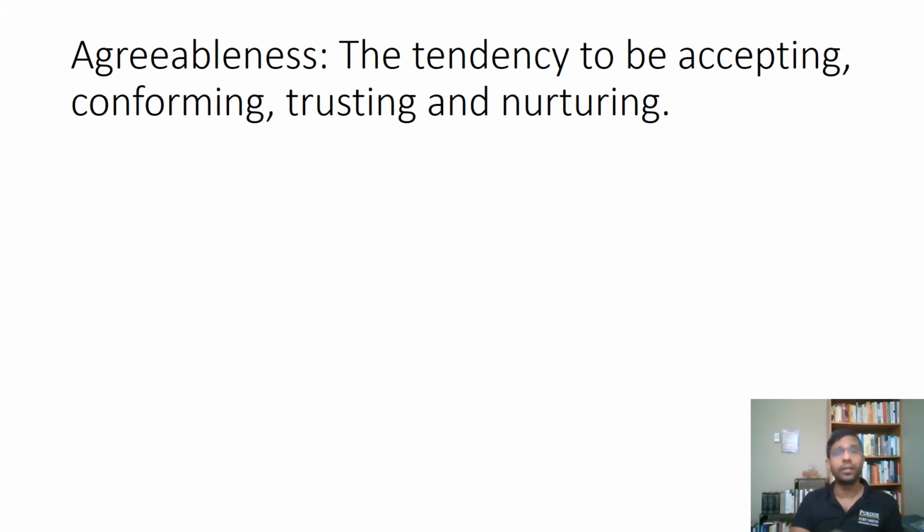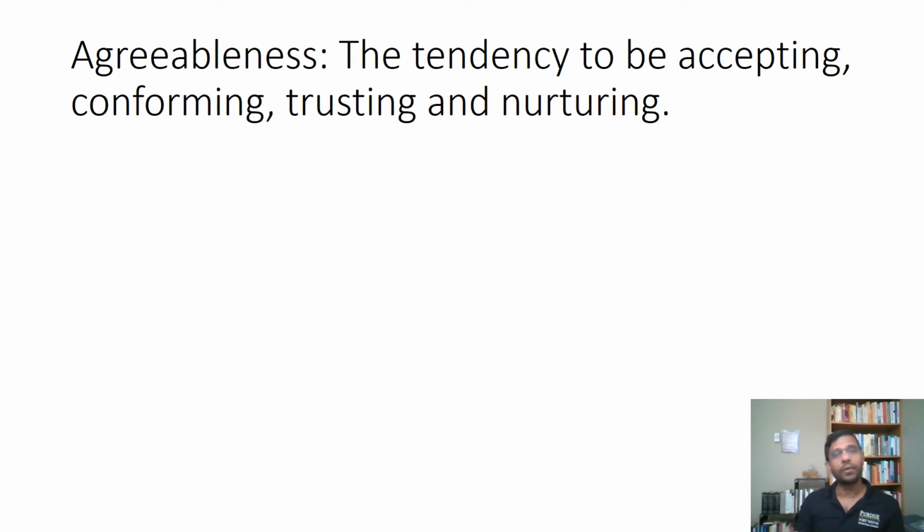If you are low on the agreeableness dimension, you don't trust people easily. You are like a Machiavellian personality. You are manipulative. If I take the extreme case of somebody being really low on agreeableness, that would be a person who is a jerk or an asshole, doesn't care about anybody. So that would be the lower end of agreeableness.